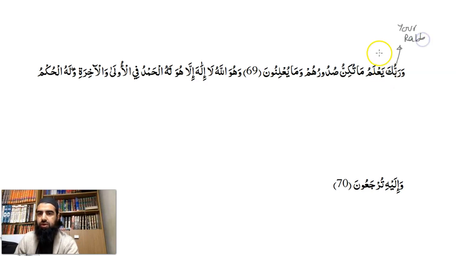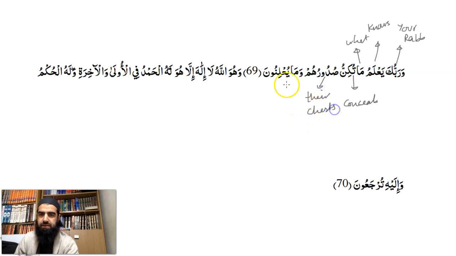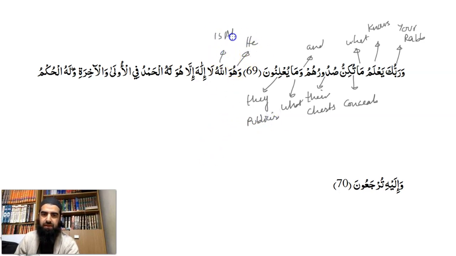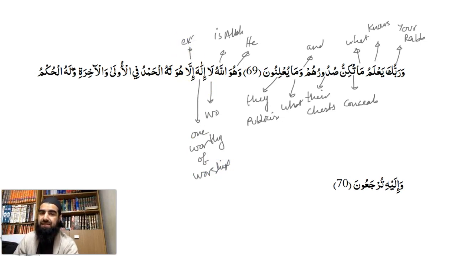So Rabbuka, your Rabb, ya'alamu, he knows, ma, what, tukinnu, conceals, suduruhum, their chests, wa, and ma, what, they publicize or announce. Yeah. Wa huwa, he is Allah. La ilaha, no one worthy of worship. Now, ilah means one worthy of worship. So no one worthy of worship exists. So if you have the mawjood, then this exists. Illa, except who? Except him.